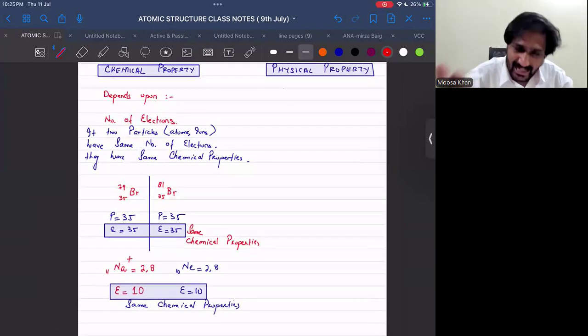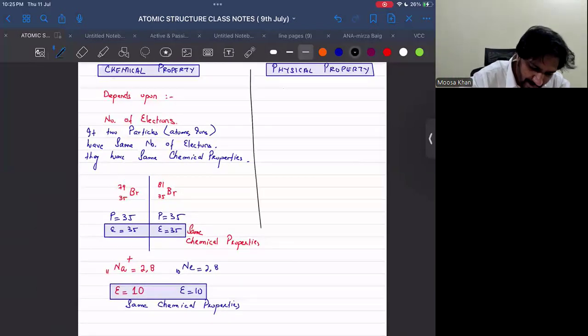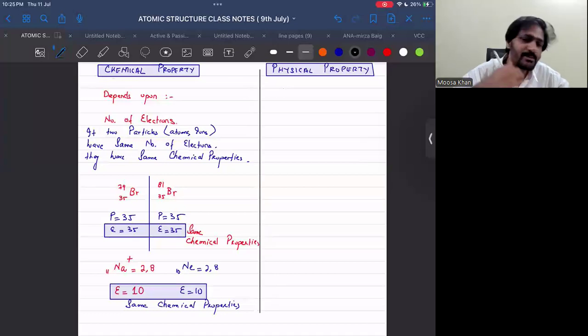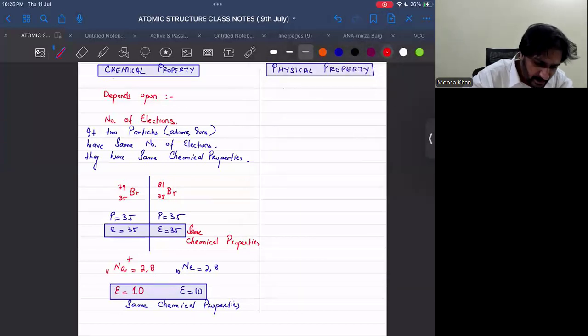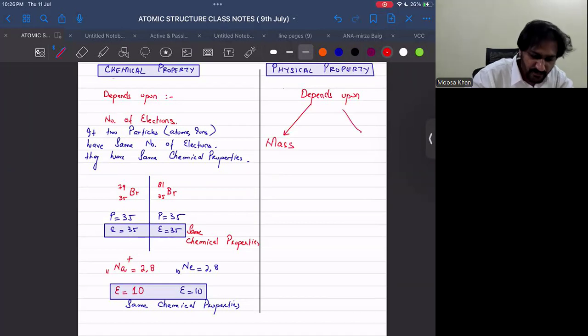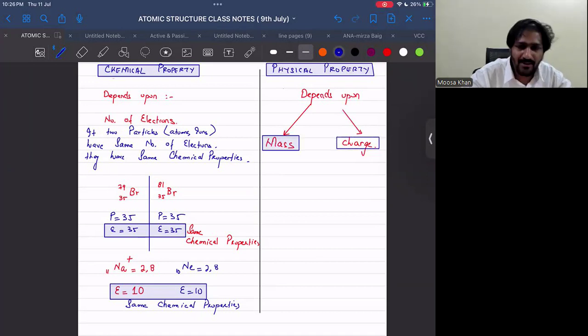However, if we compare physical properties, physical property किस चीज पे depend करता है? It depends upon two things. Physical properties depend upon, physical property depend करती है mass पे. It depends upon mass and charge of particle. If two particles have same mass and same charge, they must have same physical properties. However, chemical properties depend upon number of electrons.